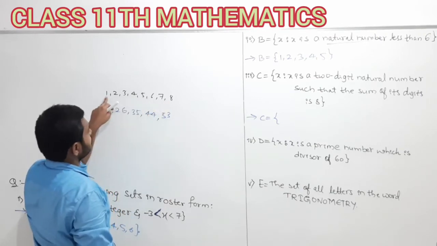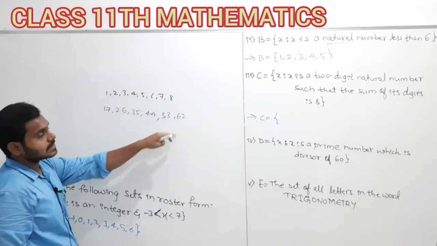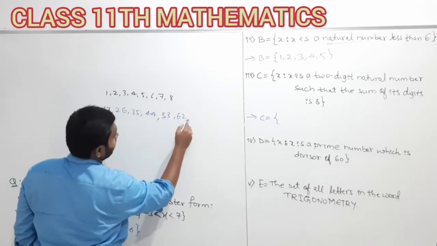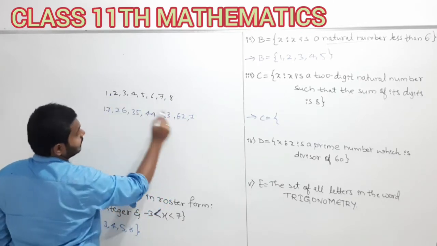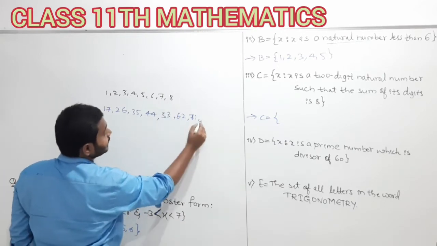Next, 6 plus 1 is not possible, 6 plus 2 is possible, 62. 6 plus 2 is 8. And next, my students, the remaining elements are not possible. And next, 7 plus 1 is 8. So I can take 71 also. And next, my students, 8.